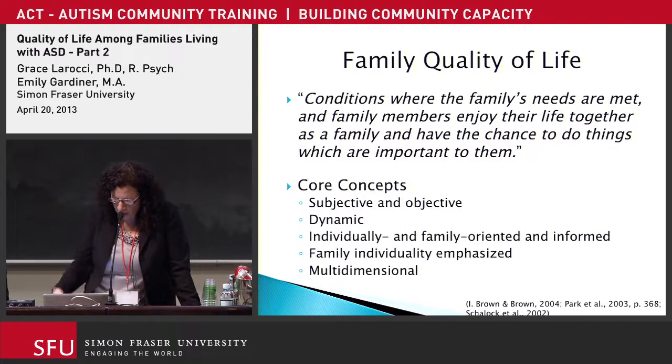So the core concepts are that there are subjective and objective aspects, there are dynamic aspects, individually and family-oriented. Family individuality is emphasized, and it's multidimensional.